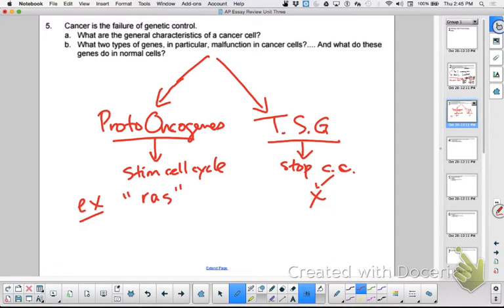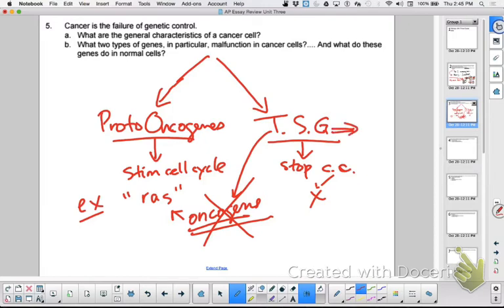If it goes bad, so there's normal RAS working fine, turning on a cell to make more cells. That's fine. When a good gene goes bad, it's become an oncogene, because now it's not in control. Still, we might be all right as long as our tumor suppressor gene is there to wipe that out. But if we have a bad RAS, and on top of that our tumor suppressor gene has undergone some sort of mutation, now we have no way to stop it and kill it if it's not fixed.